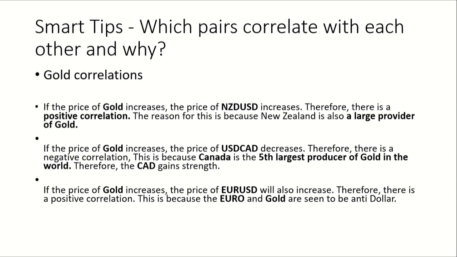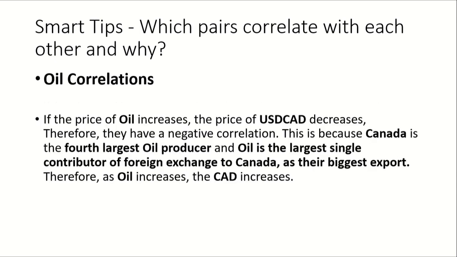Next, we have the euro-dollar pairing. If the price of gold increases, then the price of the euro-dollar pair will also increase. Therefore, they have a positive correlation because as one goes up, the other one goes up. This is because the euro and the gold are seen to be anti-dollar pairs, which means when people are looking to sell the dollar, they typically turn to the euro or the gold, and that's why we see very much volatility and liquidity between the euro dollar pairs and the gold dollar pairs.